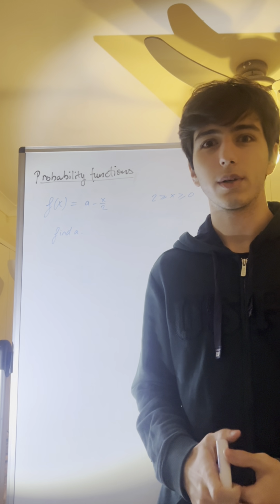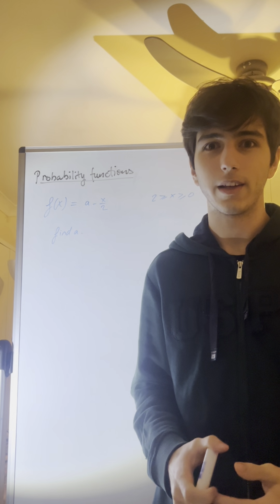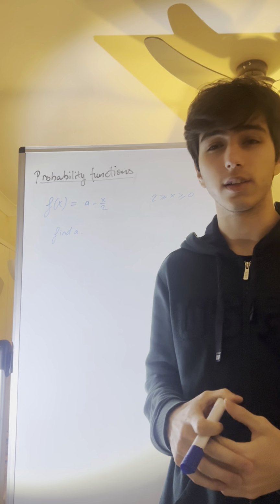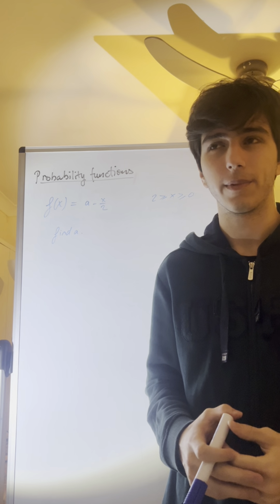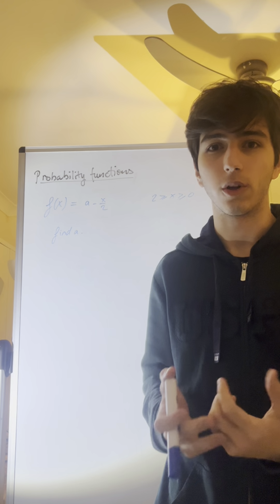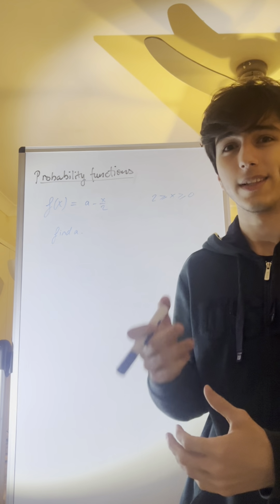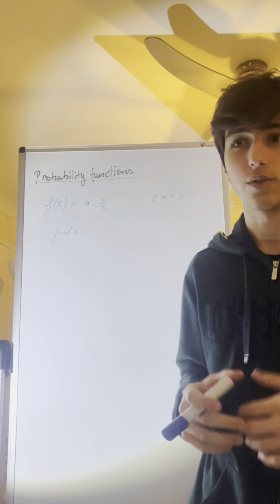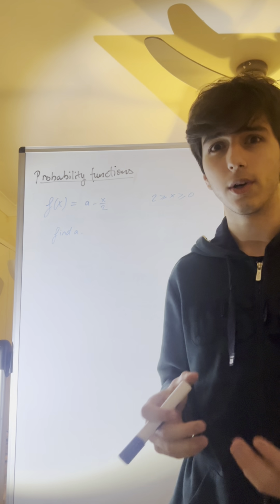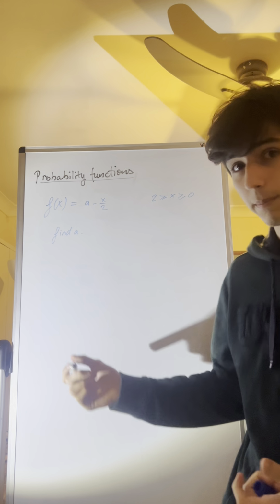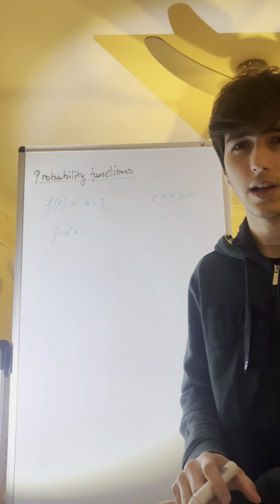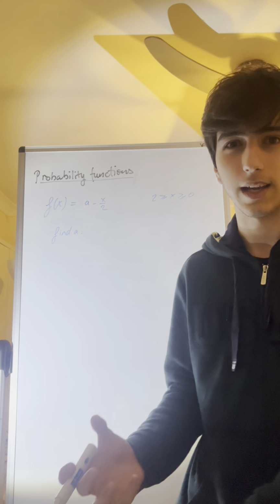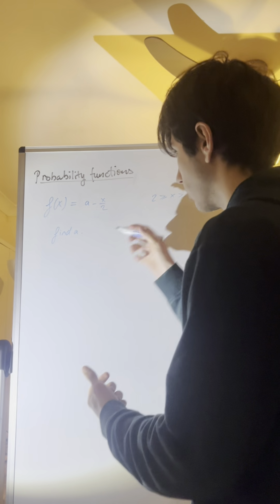Okay, so we're going to do a couple of questions, and for this one, where you have to find a, you have to use the concept that the integral from the lower bound to the upper bound always equals 1 for a probability density function. So pause the video and have a go if you want. But basically, we take the integral and we make it equal to 1, and then we can solve the equation and find a.